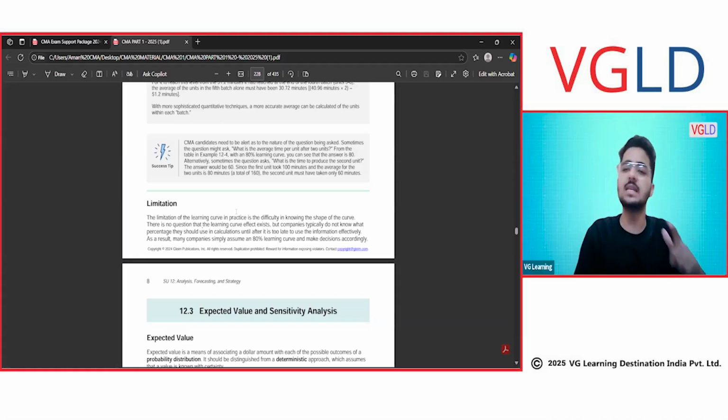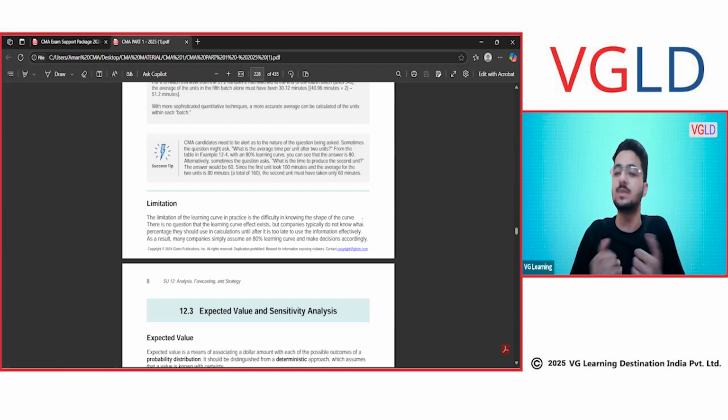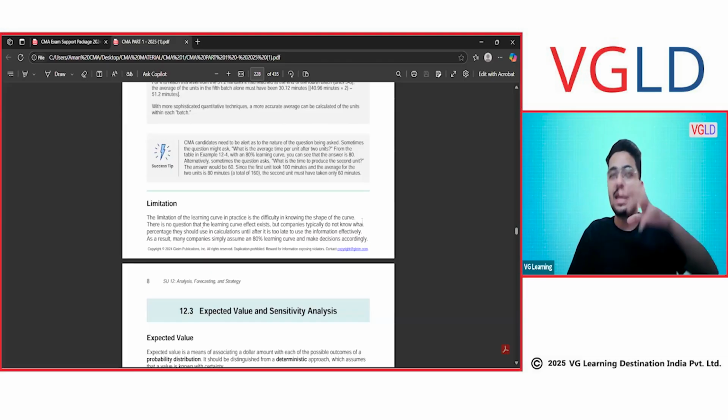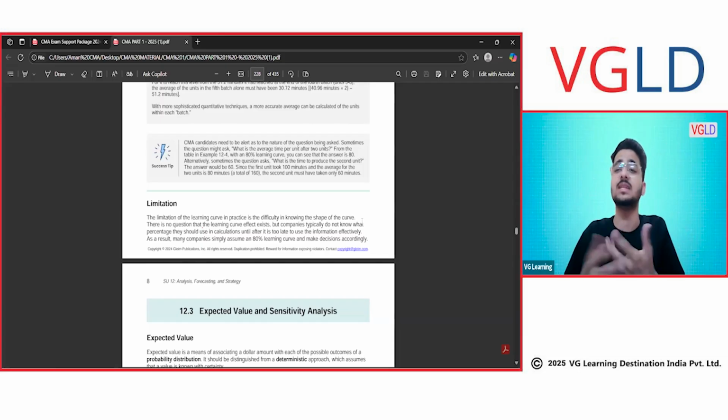Okay. So it has a limitation. What limitation is that? The limitation of a learning curve in practice is that it is difficult to know the shape of the curve. It's not very easy to find out the percentage, because how can I know whether 80% or 20% or 60% learning is happening? In my organization, I have various types of employees. It's not possible that every employee has an 80% learning curve, or 20%, 70%, 90%. So finding out that percentage is very important, and ultimately it's very difficult also. That is the only limitation it has.